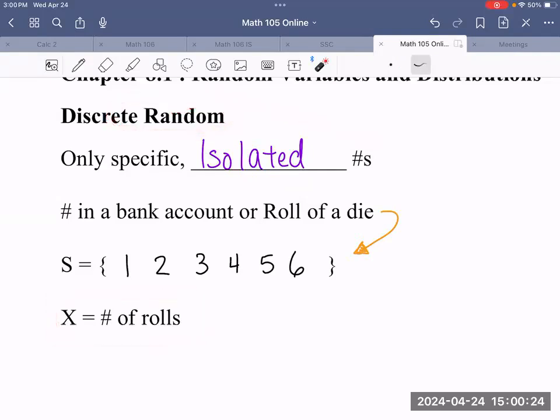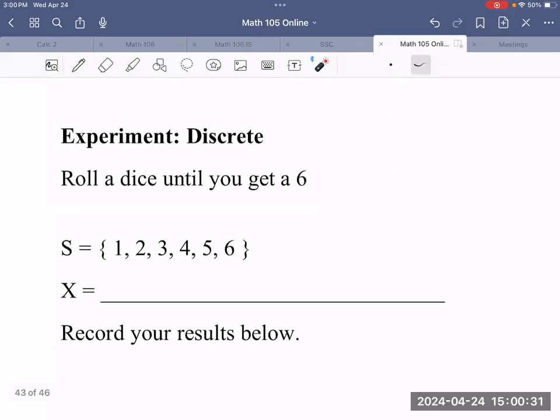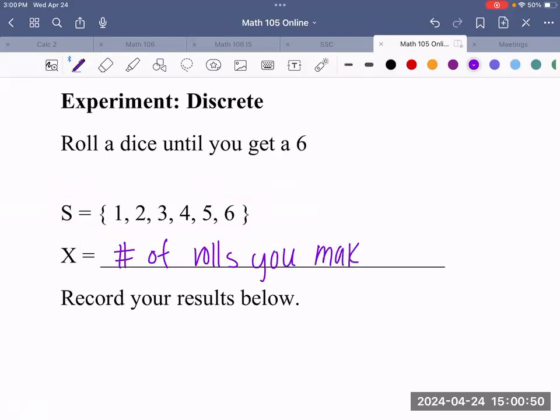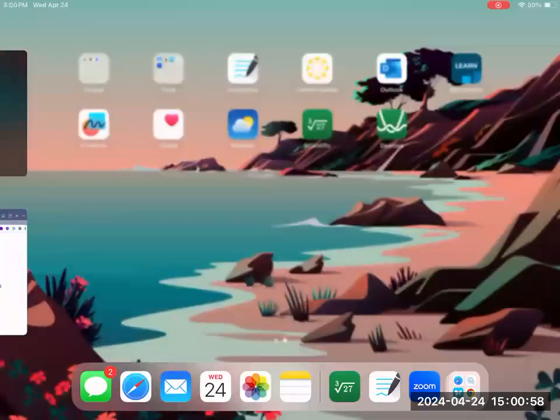When we go to roll, we're going to be looking at something specific happening. For example, in your experiment, roll a dice until you get a 6. Your sample space here is all of your different options, and X is going to be determined by the number of rolls you make until a 6 occurs.